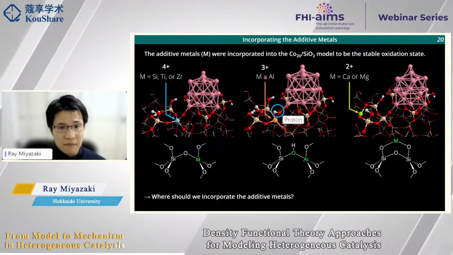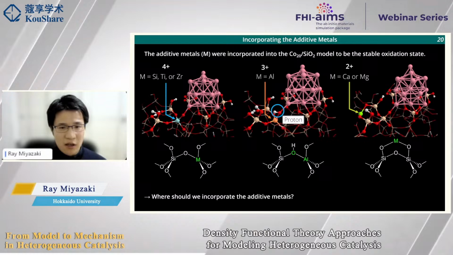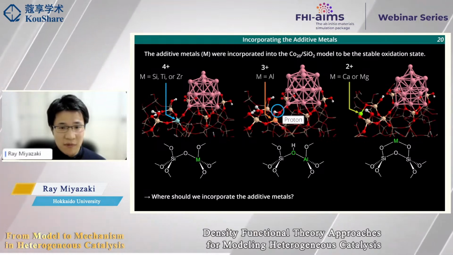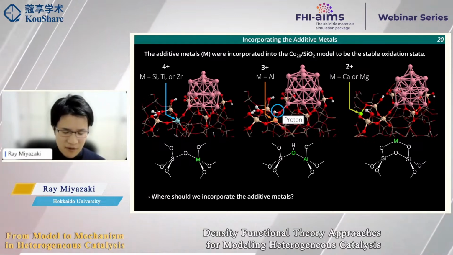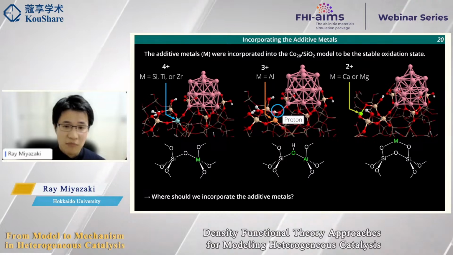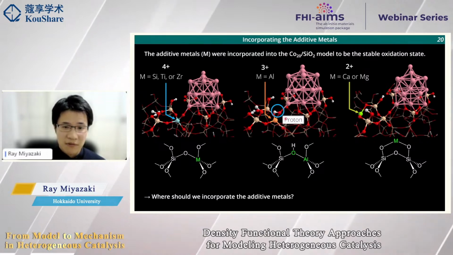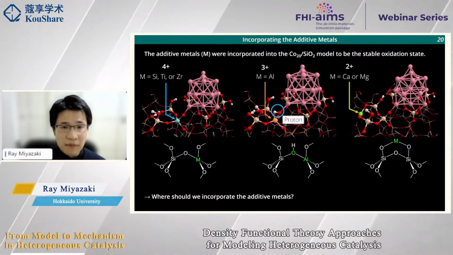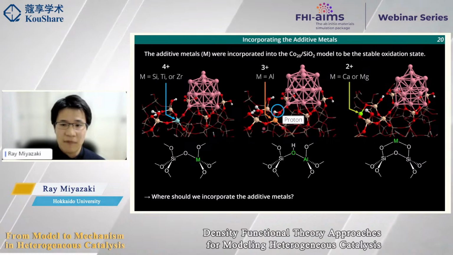But aluminum prefers to be a 3+ state. Then once I replace the silicon atom simply by aluminum, the charge balance is unstable. Then we need to keep the system neutral, so we need to put one proton on the oxygen atom surrounding the aluminum site. And in this model, I put the aluminum and also a proton as the interface site.